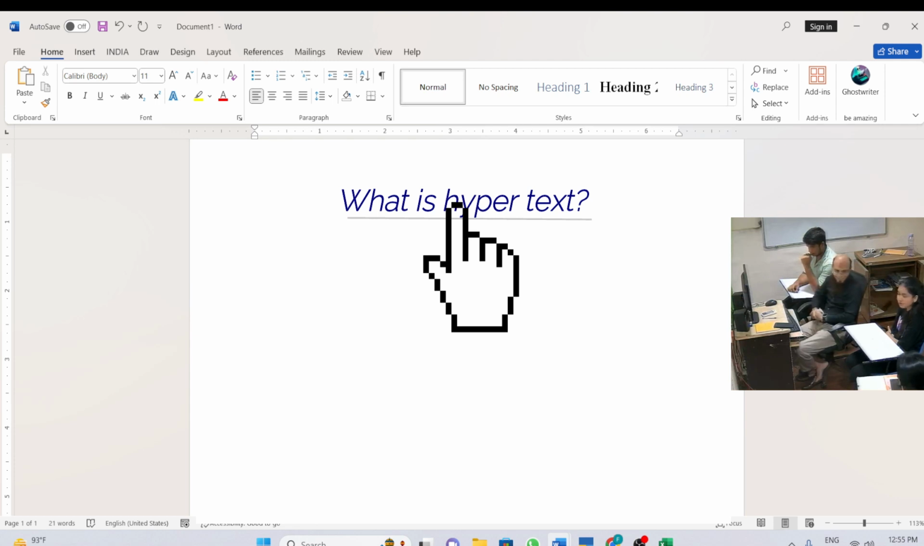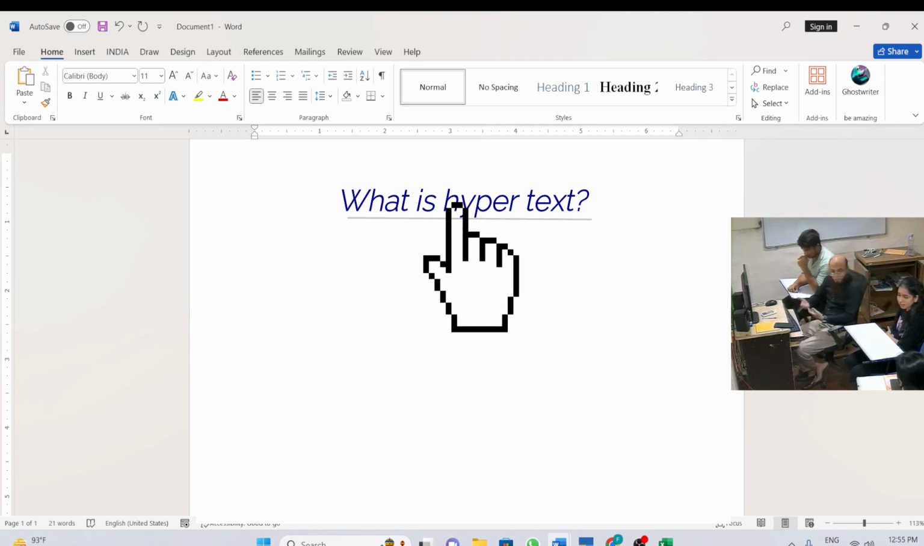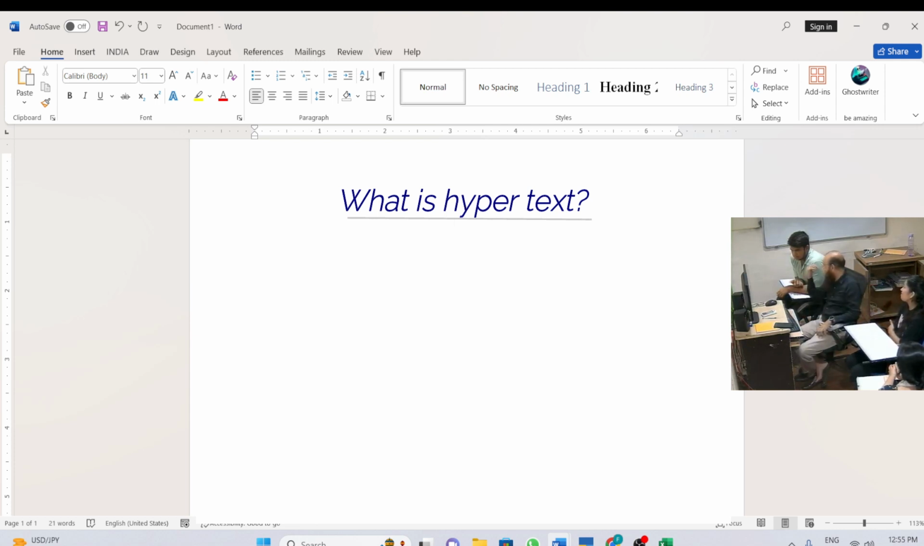Hypertext markup language. It's a language. HTML is a language, but what do you mean by hypertext? Why is this named hypertext? What do you mean by hyper? Are you a hyper personality? Do you have a hyper personality? What is hyper actually? Hyper is the person who doesn't stand at one place.